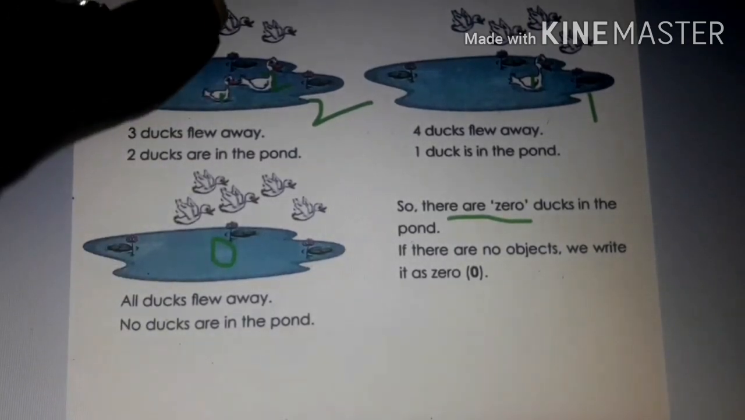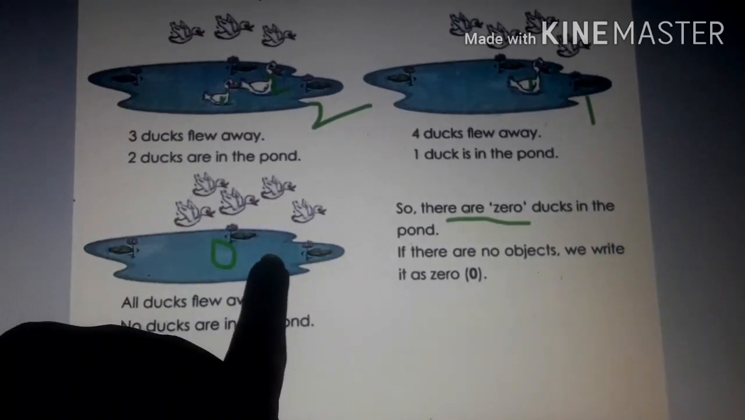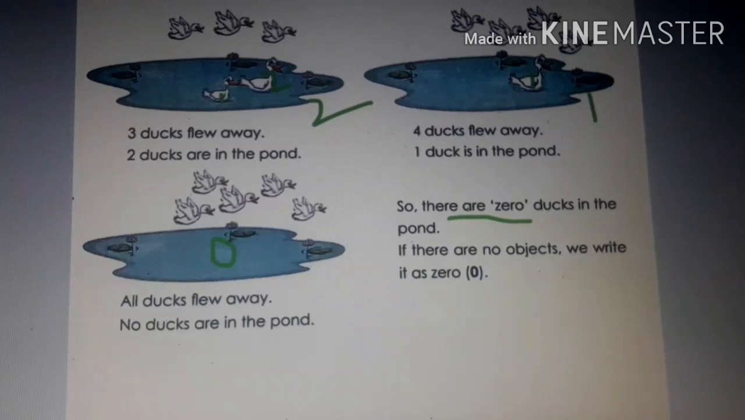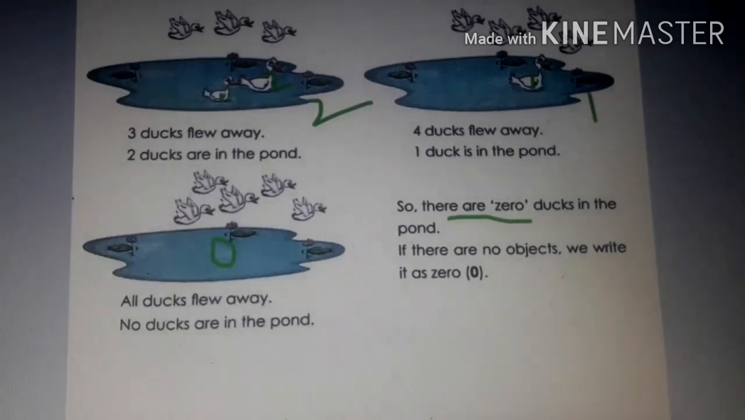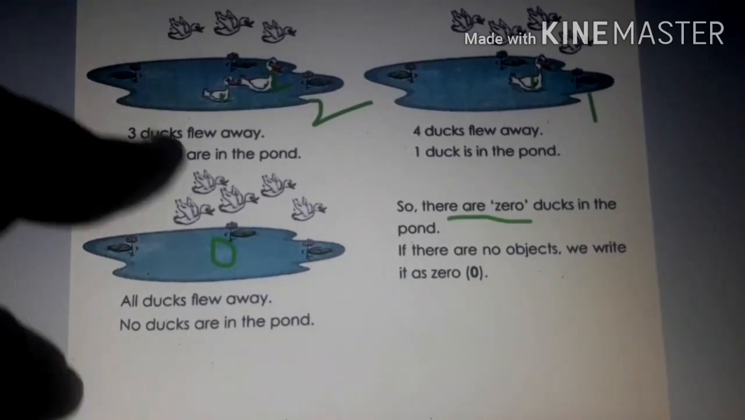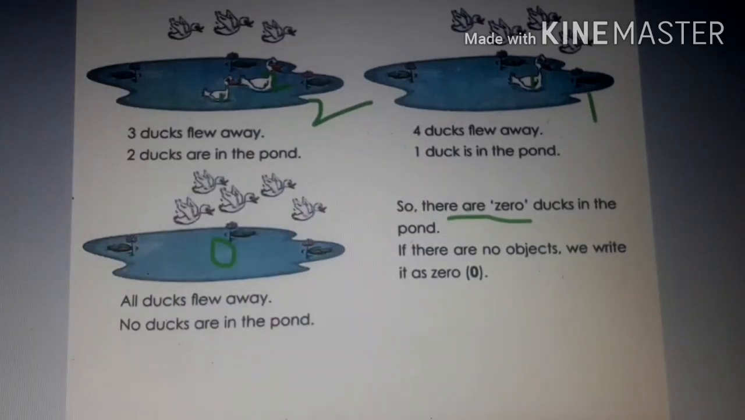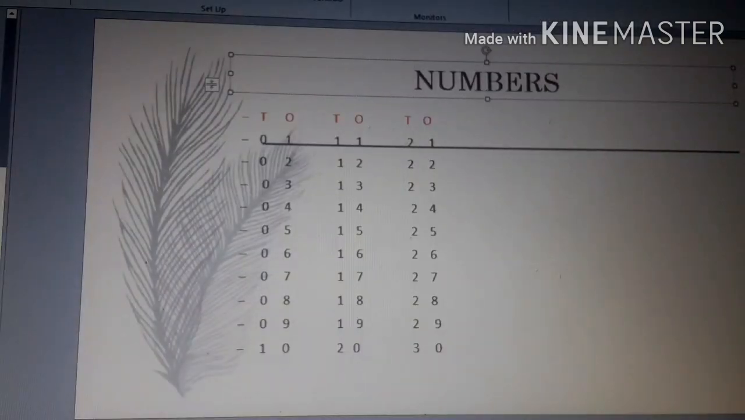So, is there any duck left in the pond? No. So, what do we say? There are 0 ducks in the pond. And how do we write 0? Like a round circle, right? So, there are 0 ducks in the pond. When there are no objects, it is written as 0. When there is no object, then we write 0. Clear? Now let's start with your numbers up to 99.